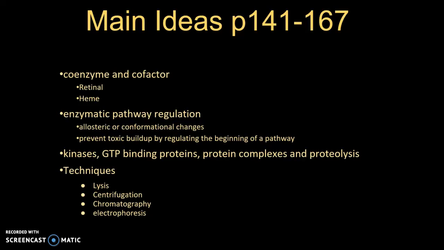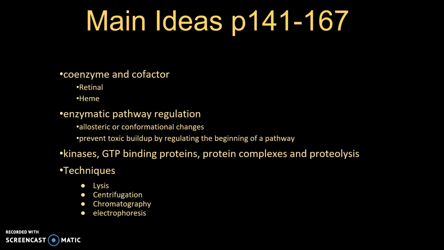So this is video 3 of proteins. Some of the things that I want to cover are coenzymes, cofactors, things like the heme inside of hemoglobin. I want to talk about enzymatic pathway regulation, so allosteric changes or conformational changes. How do we prevent toxic buildup by regulating the beginning of the pathway? We've already talked about that a little bit.